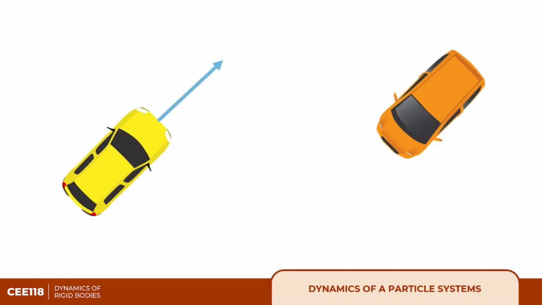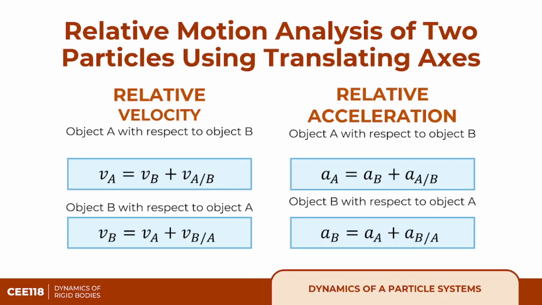Okay. So, for example, this one goes here, no? Then this blue part would describe the total acceleration or velocity of this car. And then this one, also blue for the other car, no? It also has vertical and horizontal components. So, basically, this is our formula for relative motion analysis of two particles using translating axis.